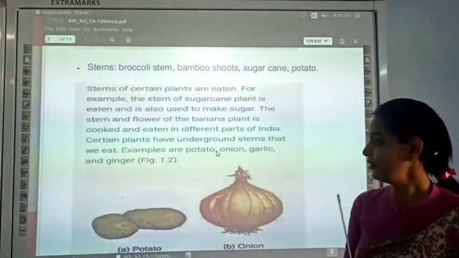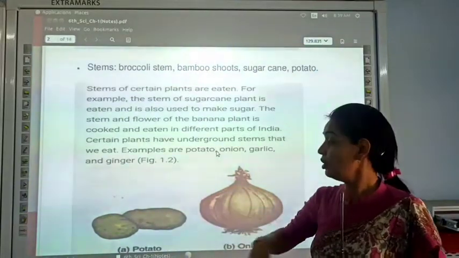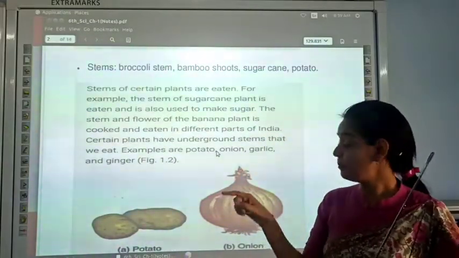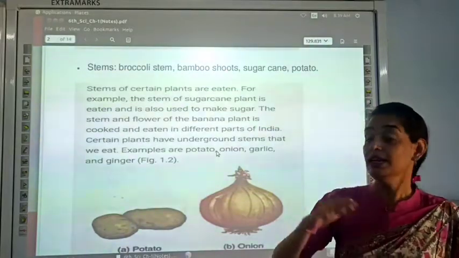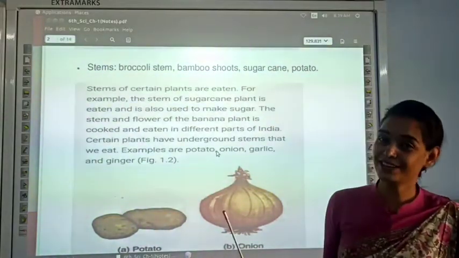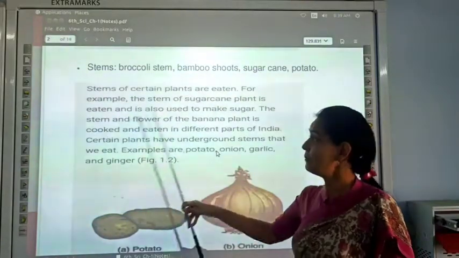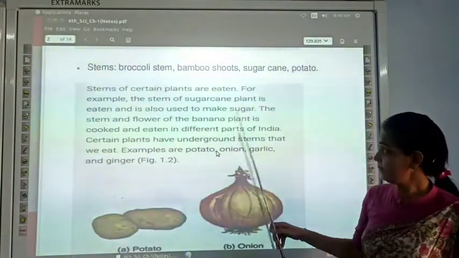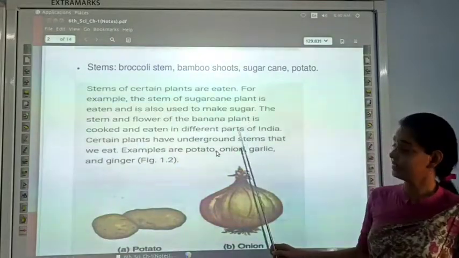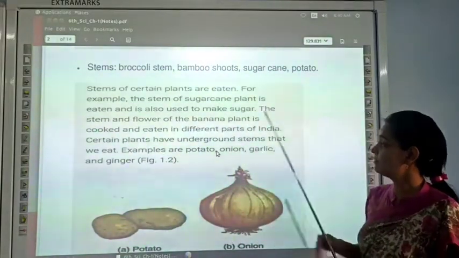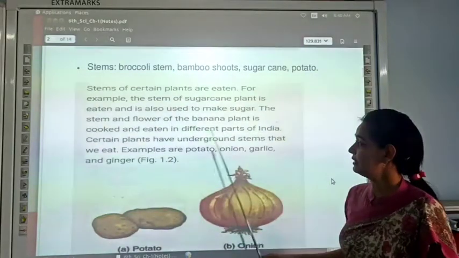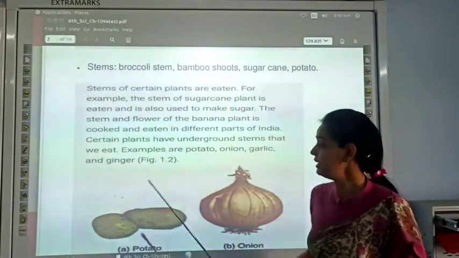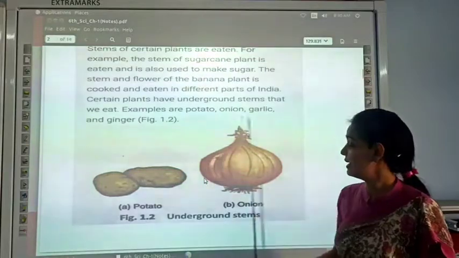And potato, you know potato, that is also a stem. Don't go by the shape of it, these are stems, but you know potato grows under the soil. So this is its stem which is underground, and the leaves come above. So stems of certain plants are eaten. For example, the stem of sugarcane is eaten and also used to make sugar, and the stem and flower of the banana plant are cooked and eaten in different parts of India. And certain plants have underground stems that we eat, like potato, onion.